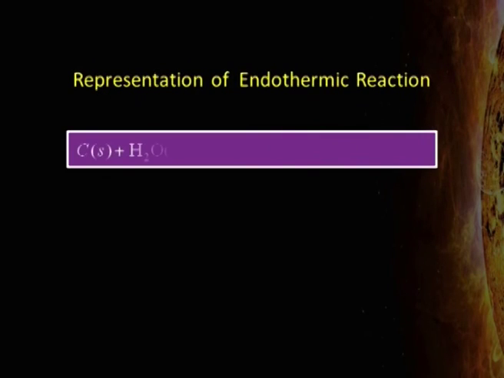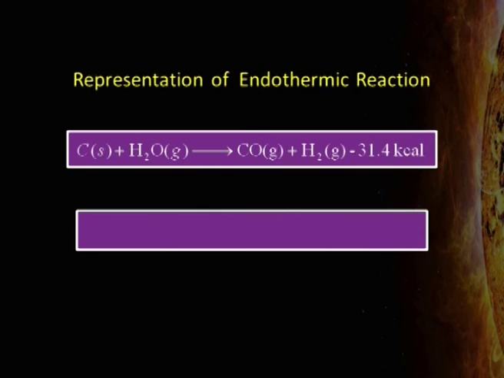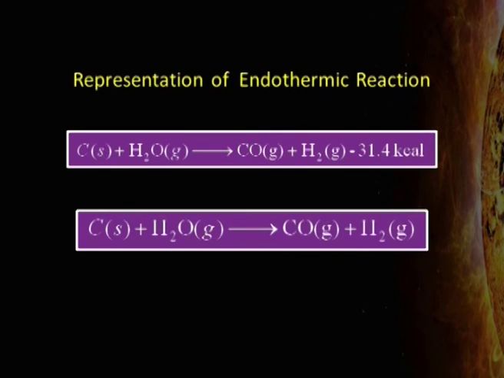Consider another example for the representation of endothermic reaction. Solid carbon plus gaseous water gives you gaseous carbon monoxide plus gaseous hydrogen minus 31.4 kilocalories, or you can write this equation as solid carbon plus gaseous water gives you gaseous carbon monoxide plus gaseous hydrogen and delta H equal to plus 31.4 kilocalories.